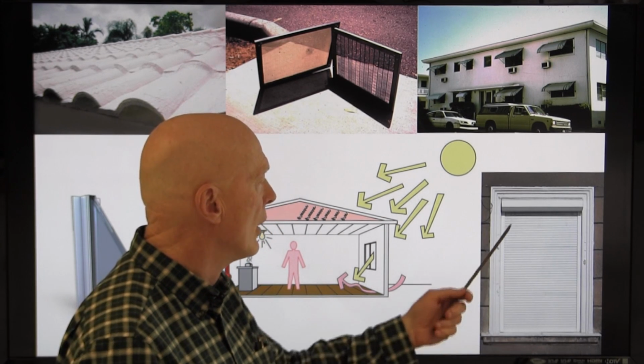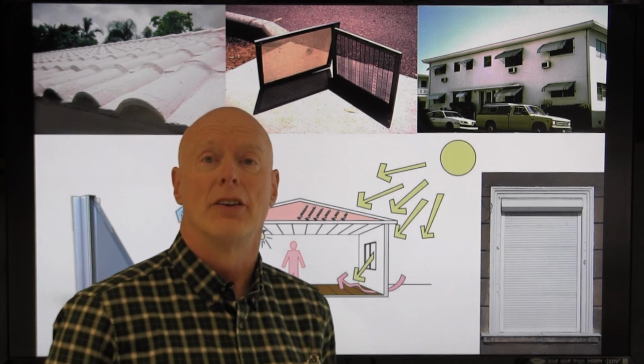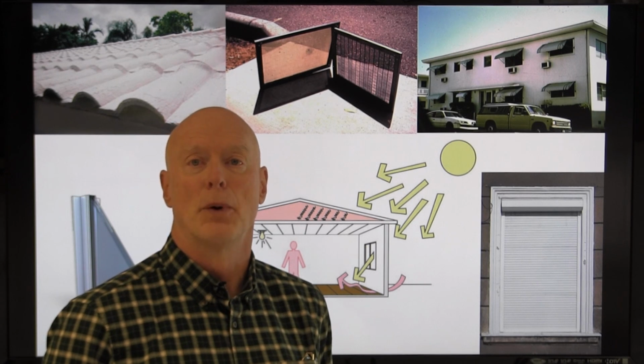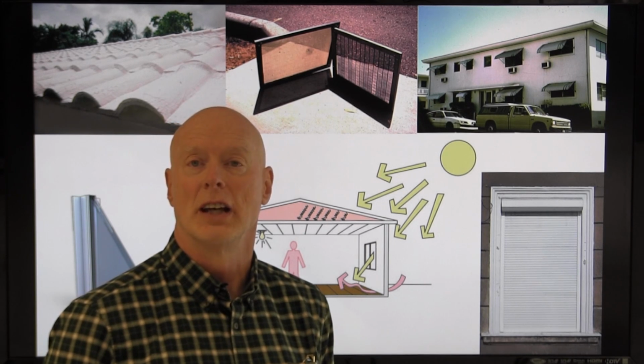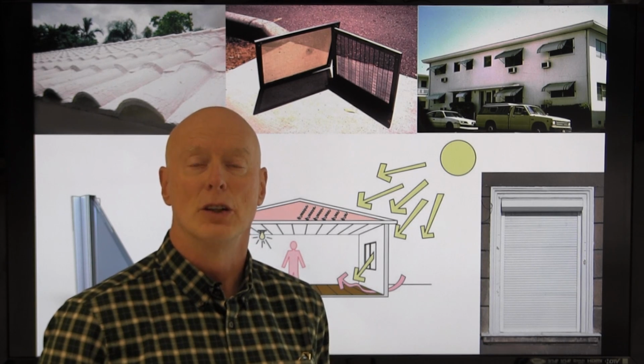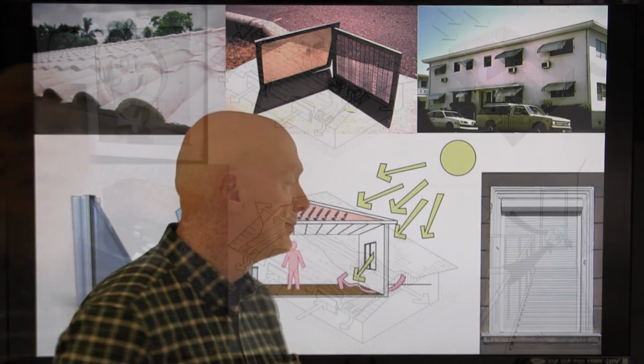This is a rolling external shutter, and the Europeans, even in Italy, many people use no air conditioning and have relative comfort in their homes by using external shutters and shades.